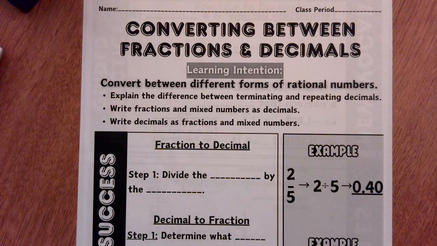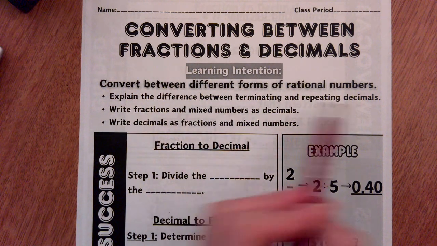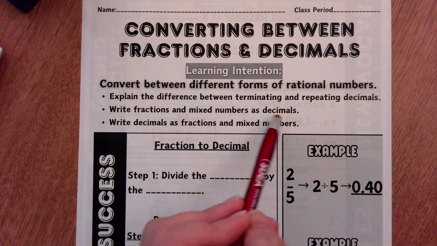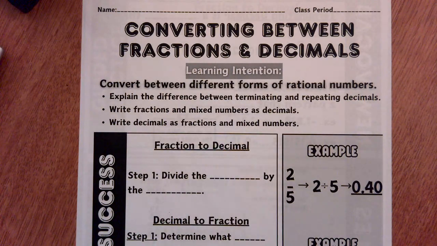You should be able to, by the time you finish this section, explain the difference between terminating and repeating decimals. You should be able to write fractions and mixed numbers as decimals, and you should be able to write decimals as fractions and mixed numbers.